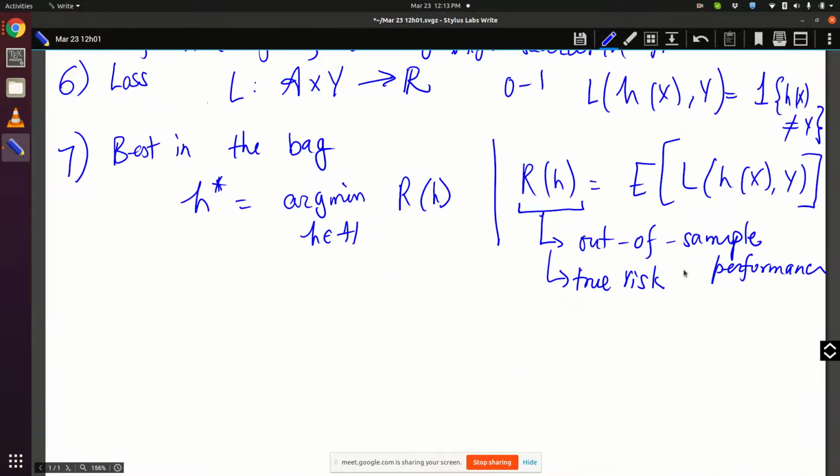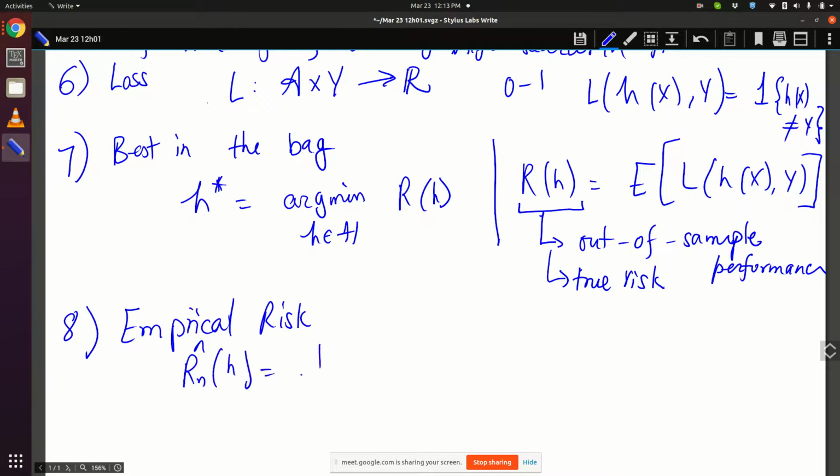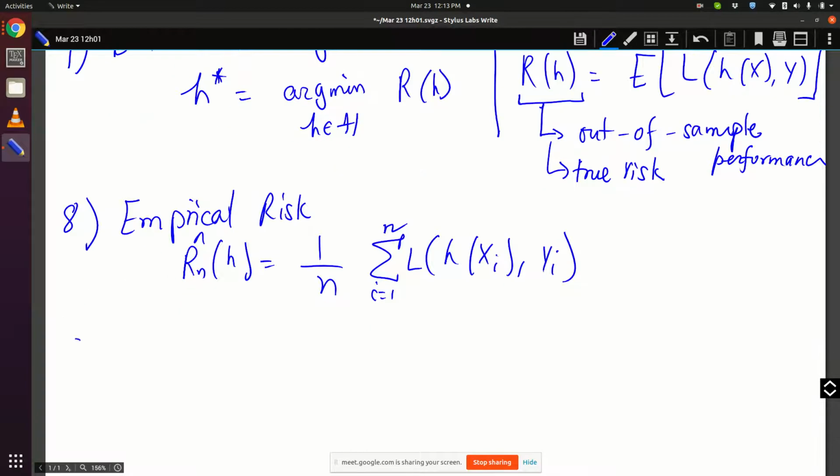But unfortunately we don't know the underlying distribution. So what we can only hope to do is empirical risk minimization. What is empirical risk? It is defined as R n hat of h, equal to 1 over n times the summation of L of h of x i comma y i, evaluated on all the samples that are given to me. This is called the empirical risk, and my learning algorithm will do empirical risk minimization.